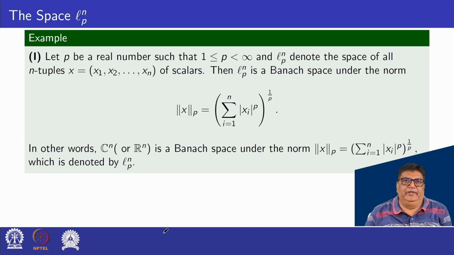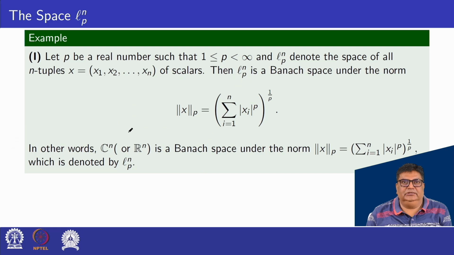The space Lpn. Let p be a real number lying between 1 and infinity, and Lpn denotes the space of all n-tuples x = (x1, x2, and so on, xn) of scalars. Then Lpn is a Banach space under the norm defined as ||x||p = (summation i = 1 to n |xi|^p)^(1/p).